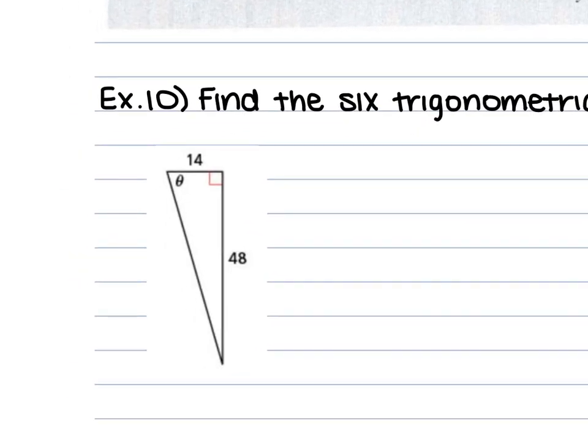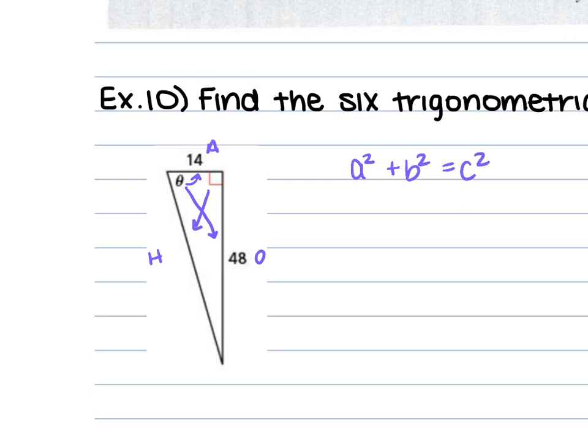In example 10, we have side lengths of 14, 48, and our hypotenuse. Well, we don't know what our hypotenuse is, but we do know that it's our hypotenuse. So this here is your adjacent for 14. The opposite is the 48. So we have to find the hypotenuse. So use what you know. What do you know? a squared plus b squared is equal to c squared. So from here, we're using the Pythagorean theorem.